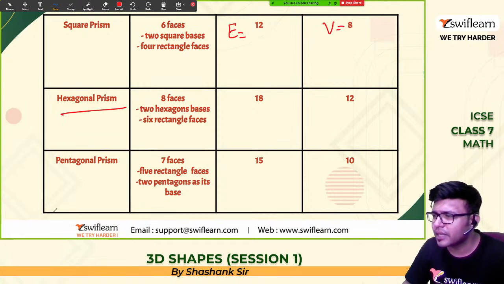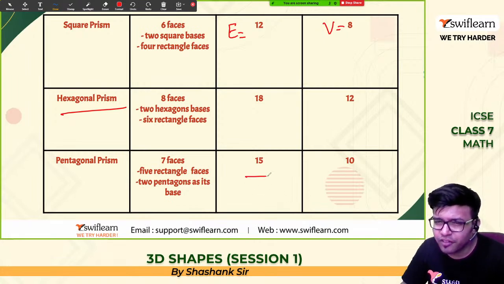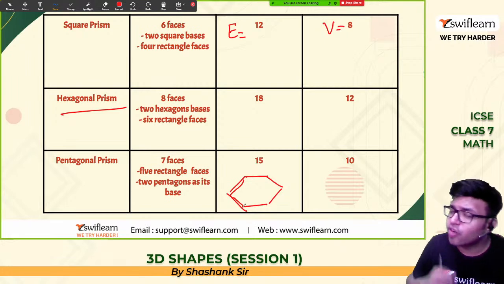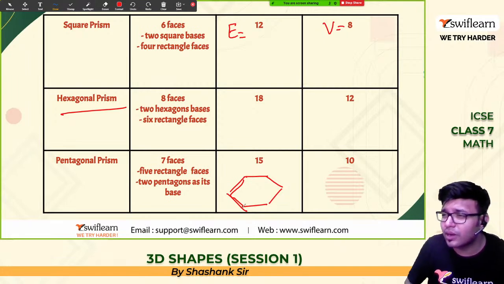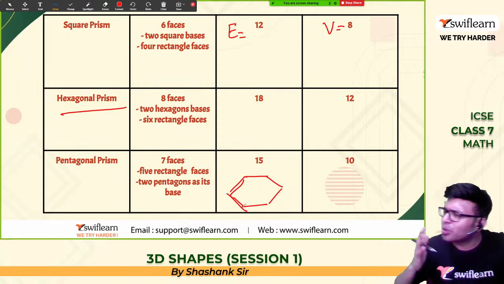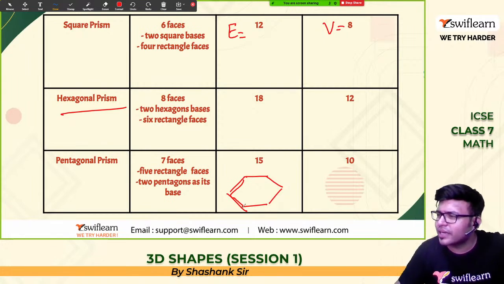Hexagonal prism. Hexagonal prism means what? Hexagon means what? Geometrical figure having 6 sides. Okay. Are all the sides equal? No. Maybe, may not be. If all the sides are equal, it is called a regular hexagon. If sides are varying, it is only a hexagon. All the sides are equal, regular hexagon.